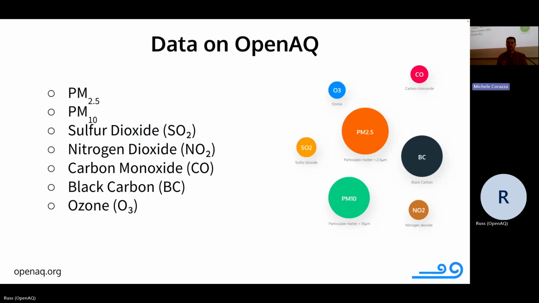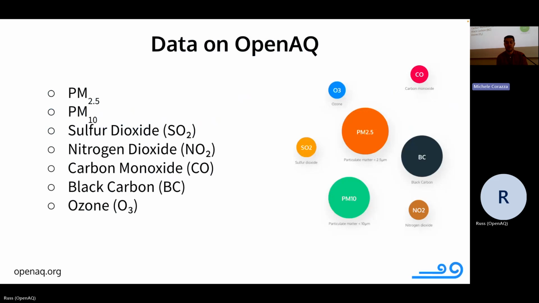So looking at the type of data on OpenAQ, we primarily focus on what are called criteria pollutants. What a criteria pollutant is depends on individual countries, but in general, it's going to be PM 2.5, which is a particulate matter, so very small particulates that are 2.5 microns or smaller. This is really common in wildfire smoke, any other type of smoke. PM 10, which is particulate matter less than 10 microns, is usually represented by dust from sand or something like that, very common in construction contexts.